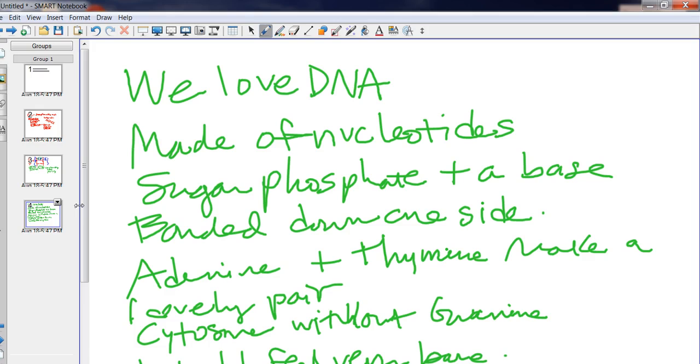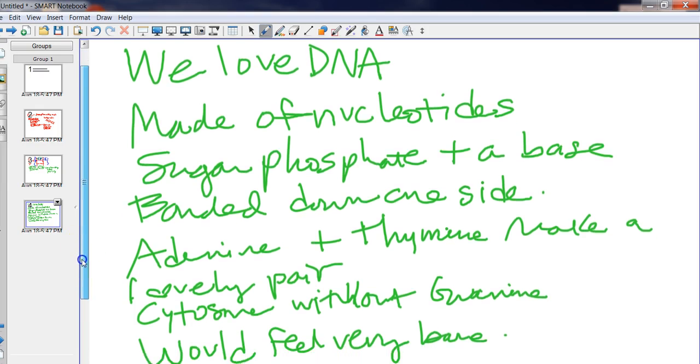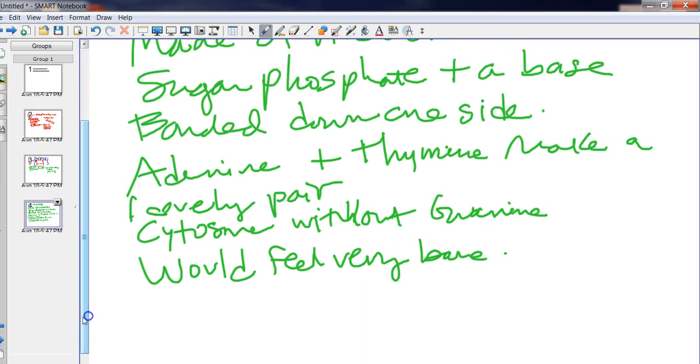We love DNA, made of nucleotides, sugar, phosphate, and a base, bonded down one side. Adenine and thymine make a lovely pair. Cytosine without guanine would feel very bare.